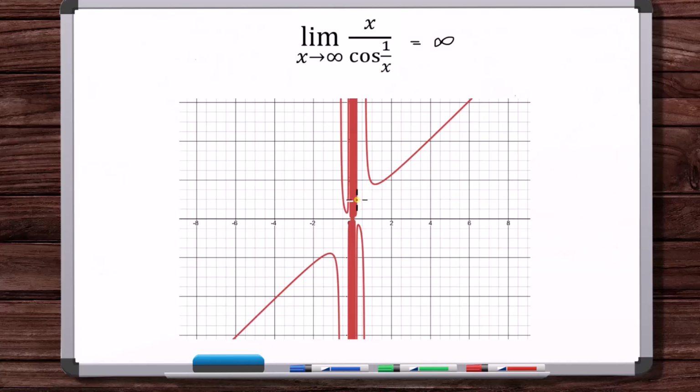So there's a lot going on around 0, but with this limit, we're not concerned with that, right? We're not concerned with what's happening when x is around 0. Not at all. We're looking at what's going on out here. It's just as x gets bigger in the positive direction, the function output gets bigger in the positive direction.